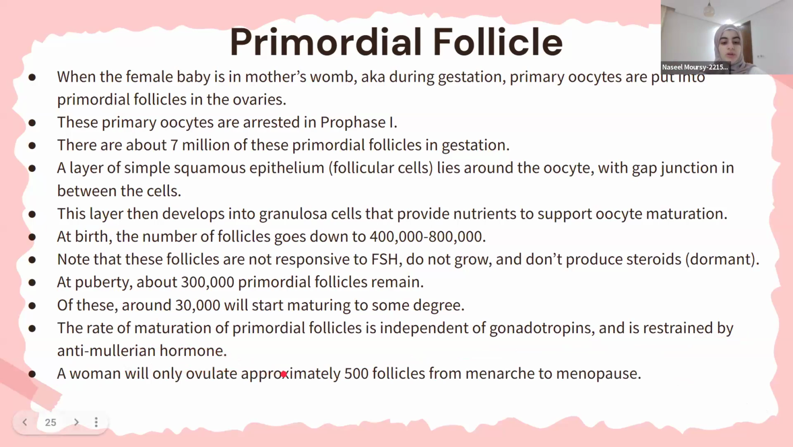Finally, a woman will only ovulate approximately 500 follicles from menarche, from the first time she gets her period, to menopause. The remaining ones at menopause will be about 1,000 and they all die off. So a woman doesn't get to ovulate them all.